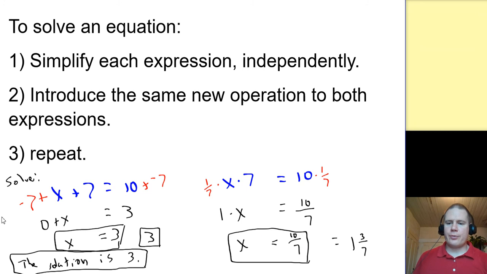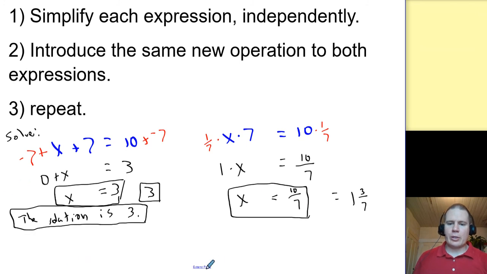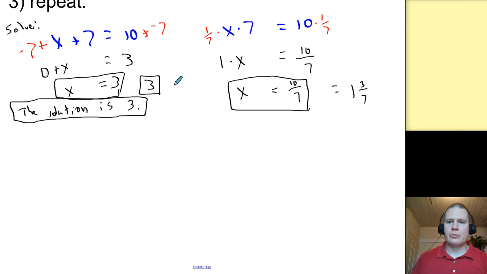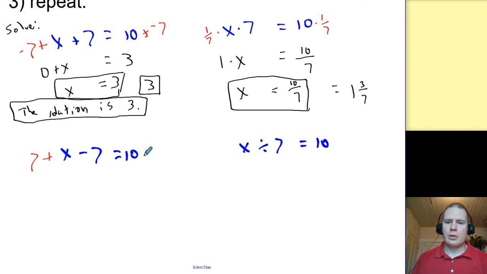Now, what if instead of addition we start with subtraction? Say x minus 7 is 10, or x divided by 7 equals 10. Well, the same thing. What's the opposite operation of subtraction? Addition. So I'm going to bring in here a plus 7 and a plus 7. 7 minus 7 is 0, or I could just change this on my paper. Minus 7 means plus negative 7. Associate these two, I get 0.